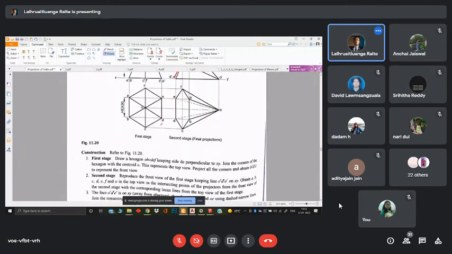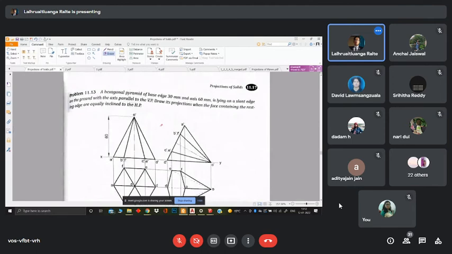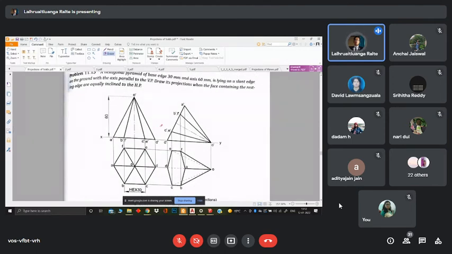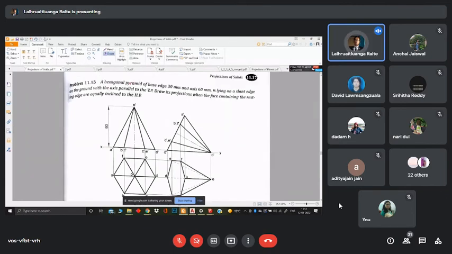All right, now moving on. Now we have a similar situation over here. Instead of resting on a face, let's see this. We have a hexagonal pyramid of base so and so, and axis 60, lying on a slant edge. It's not the face anymore. It's on a slant edge on the ground with the axis parallel to the VP. Draw its projections when the faces containing the resting edge are equally inclined to the HP.